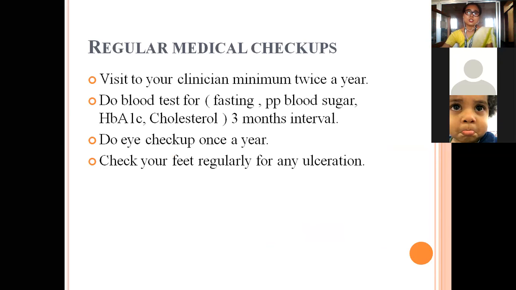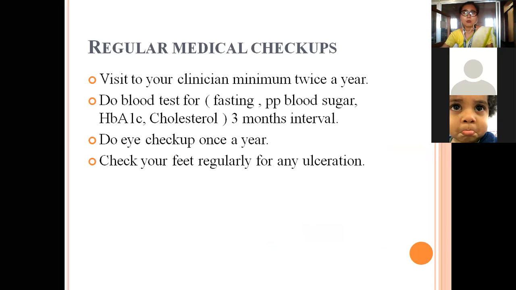And regular medical checkup: visit your clinician minimum twice a year, and do blood tests for fasting and PP. Here PP means postprandial, okay? And then HbA1c, that is the glycated hemoglobin, and cholesterol at 3 months interval.